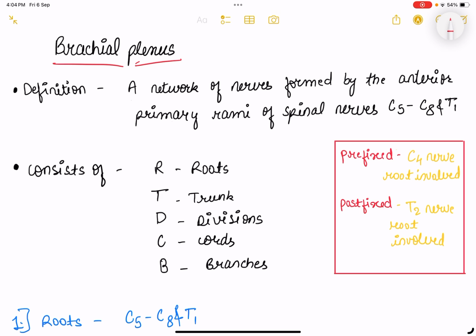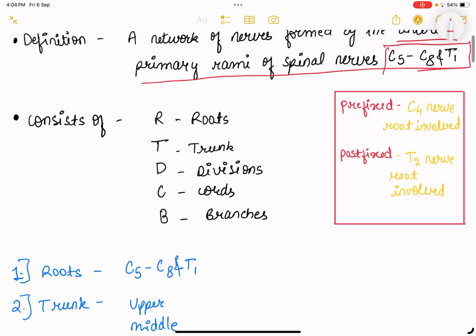So, brachial plexus is nothing but a network of nerves formed by the anterior primary rami of spinal nerves C5 to C8 and T1. This plexus might have certain variations. It is said to be prefixed when C4 nerve root is involved, and postfixed when T2 nerve root is involved.